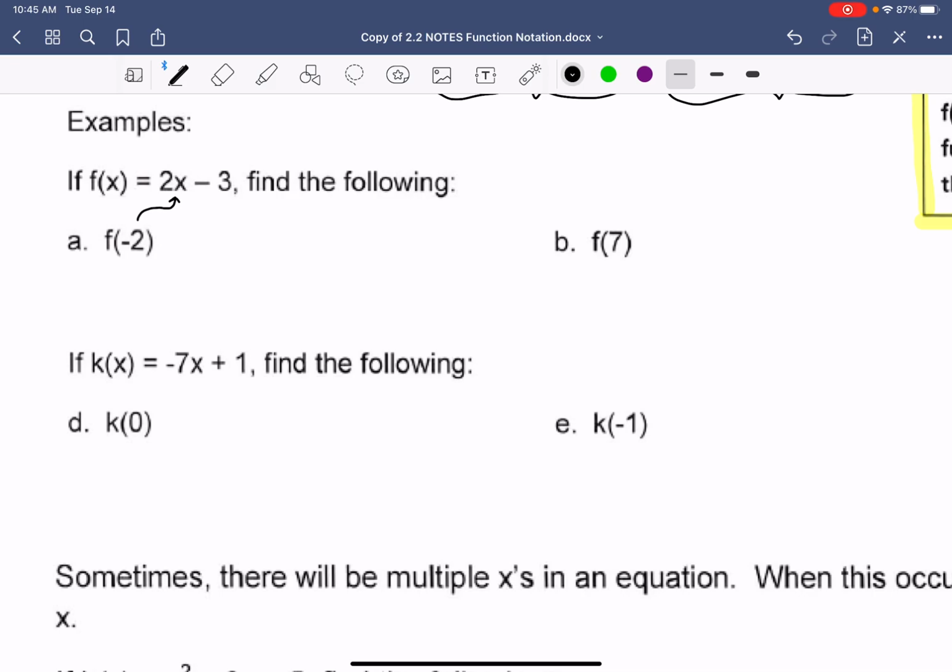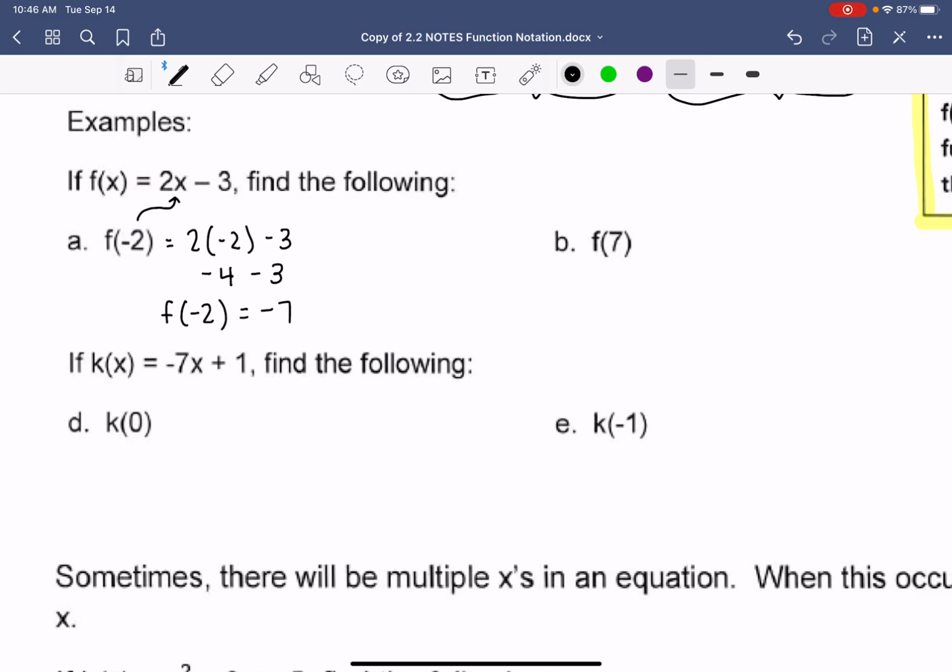Okay, so it's 2 times -2 minus 3. Your calculator, if you put it in correctly, should solve this. So in your calculator, you're going to put 2 parentheses, -2 parentheses, minus 3. Okay, so when you do that, -2 times 2 is -4 minus 3. So f of -2 will get us a -7.